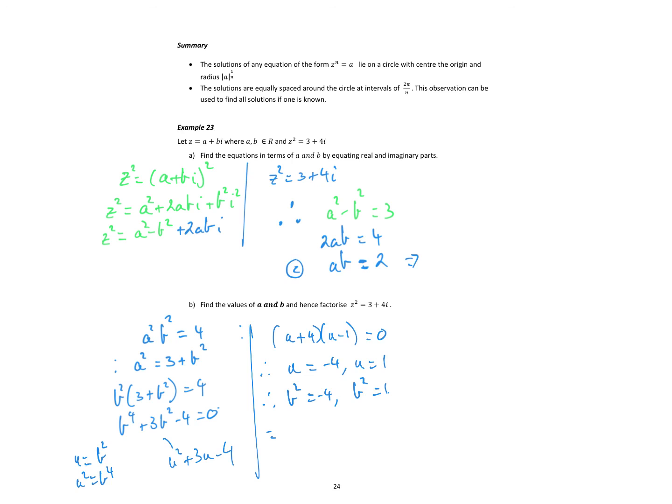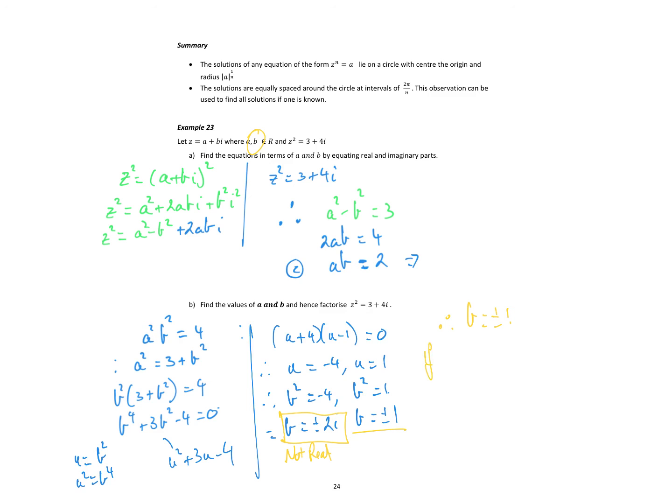Now, if we were to solve this, we would say b is equal to plus or minus 2i, taking the square root, and b is equal to plus or minus 1. Now, key thing to note here is, up the top, a and b are elements of R. So a and b are real. So the imaginary ones are not valid solutions. So therefore, b is equal to plus or minus 1.